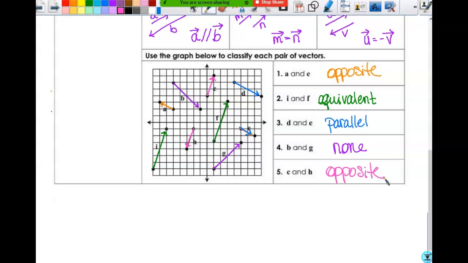Any questions about the super basics of our vectors? We all good? All right, let's move on to the next part then.